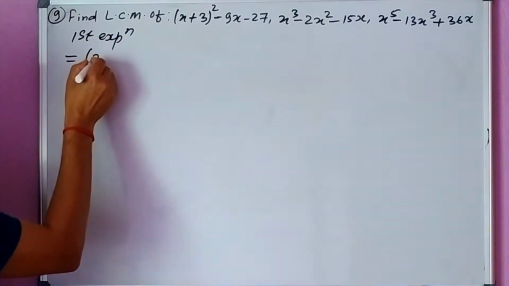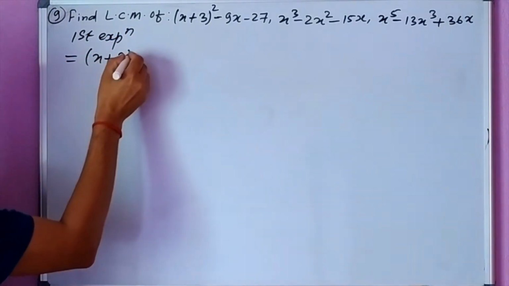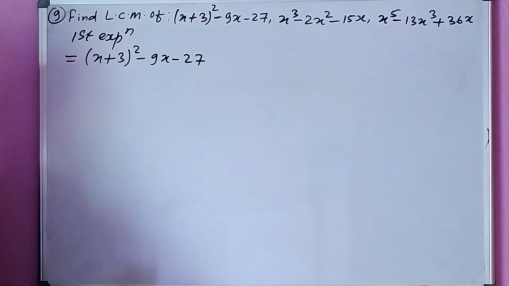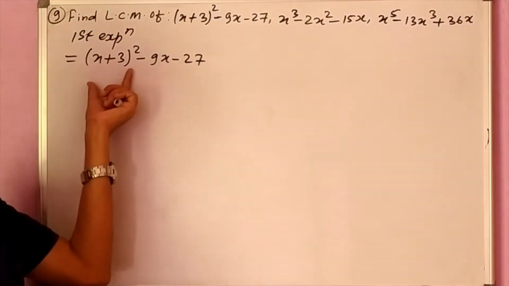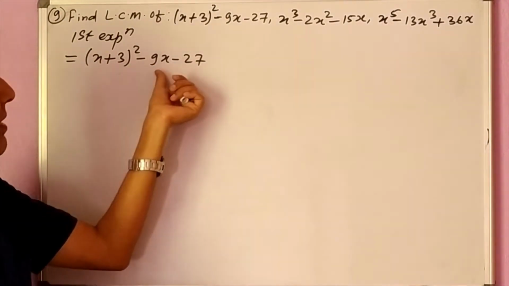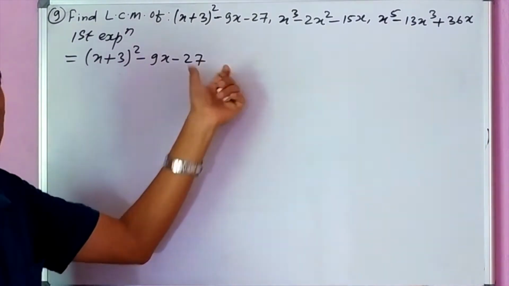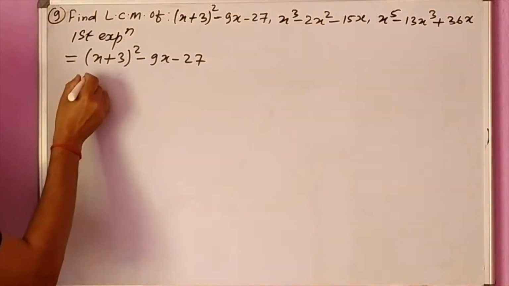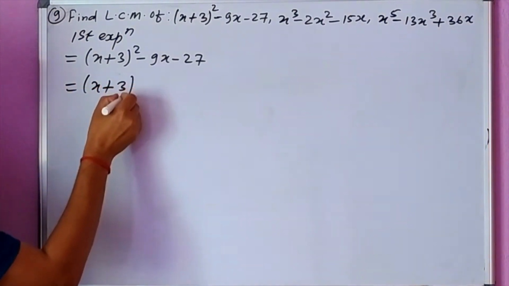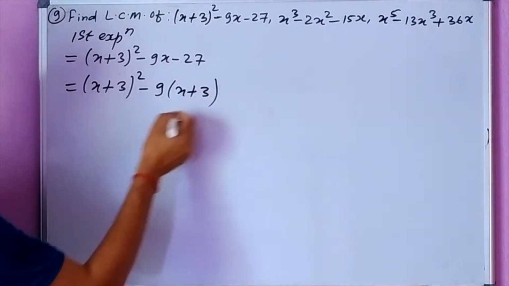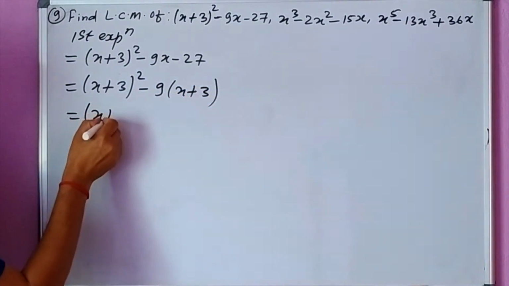So the first expression is (x + 3)² − 9x − 27. It is not necessary to expand this formula (a + b)², because when you take −9 common in the last two terms you will get x + 3 there, then we can take x + 3 common. So (x + 3)² as it is, minus 9 common, here also you get x + 3. So take x + 3 common.